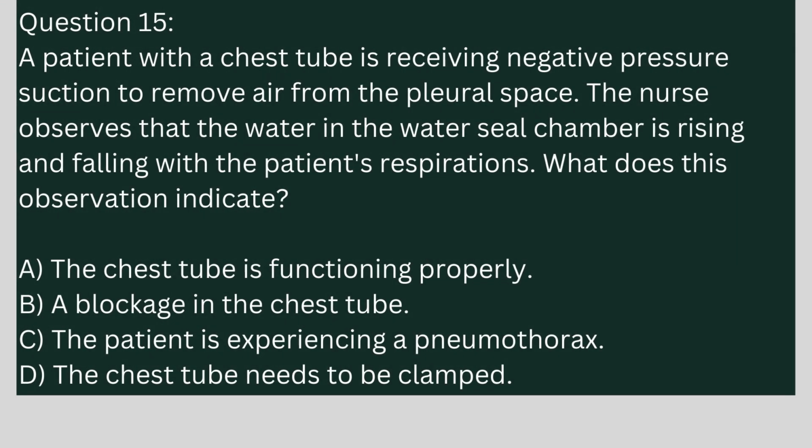Question 15. A patient with a chest tube is receiving negative pressure suction to remove air from the pleural space. The nurse observes that the water in the water-sealed chamber is rising and falling with the patient's respirations. What does this observation indicate? A. The chest tube is functioning properly. B. A blockage in the chest tube. C. The patient is experiencing a pneumothorax. D. The chest tube needs to be clamped.